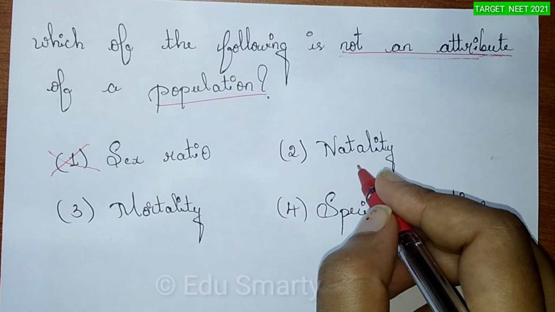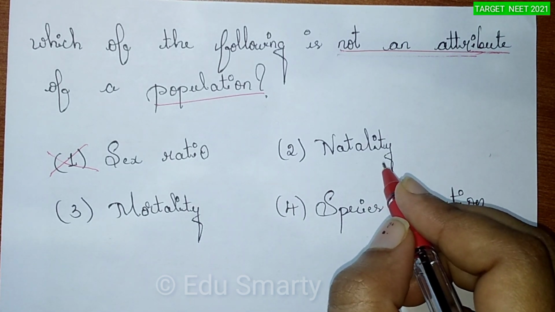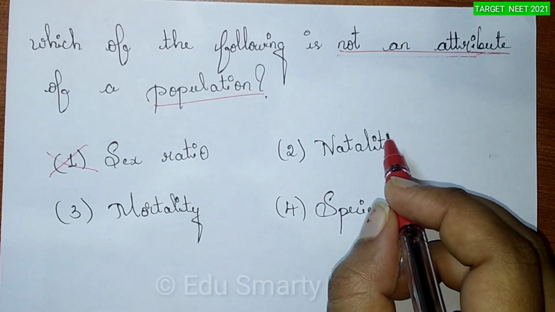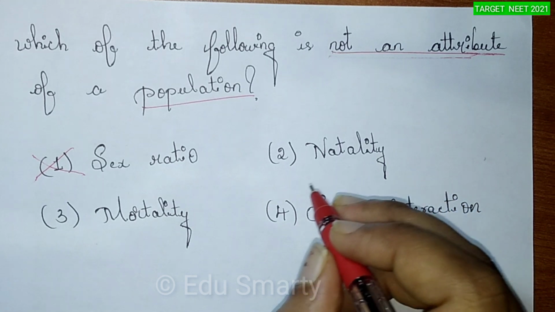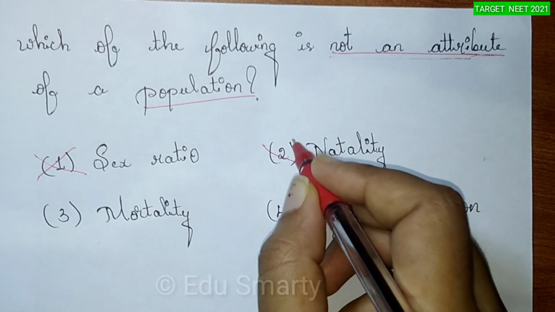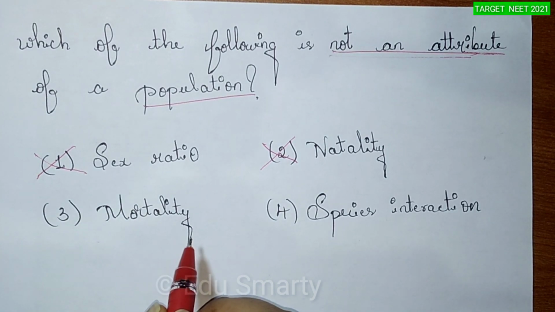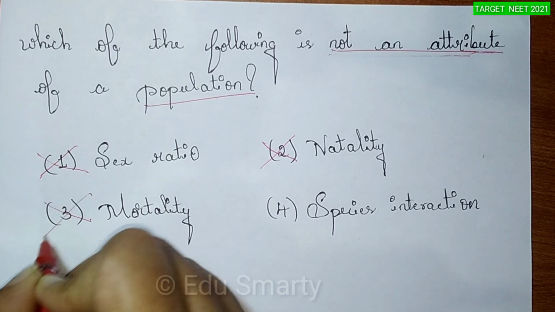Next, natality. Natality means birth rate. It is also a characteristic of population. Here we need to find out which is not a characteristic of population. So it is also not our answer. Next option is mortality. Mortality means death rate. It is also a characteristic of population, so this is not the answer.